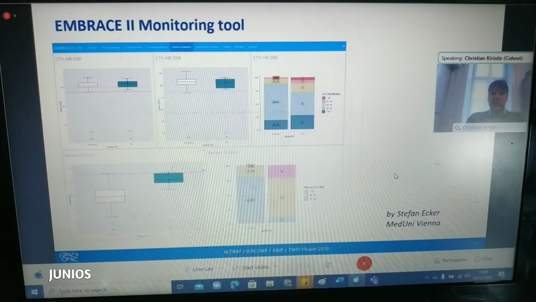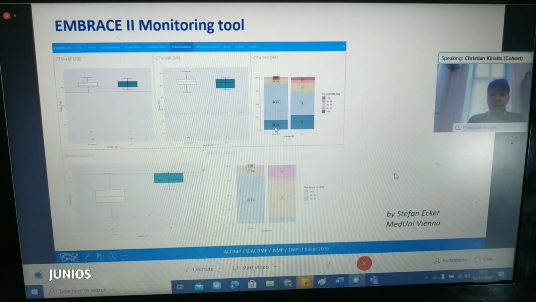What will help us for this, and those centers who are in EMBRACE II, and you have a certain amount of patients, then you get access to this monitoring tool. We think that this monitoring tool can maybe also help a little bit more, maybe also for a registry trial. What can you see on this monitoring tool? You can see the mean value of all centers on the one hand, and you can see your mean value.